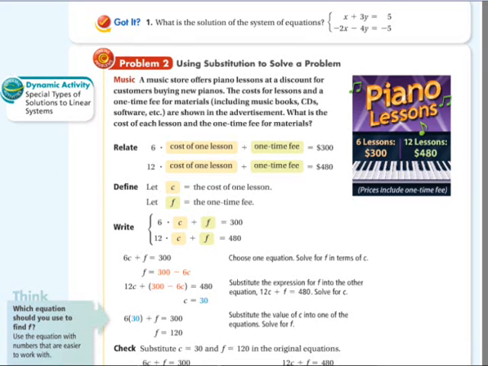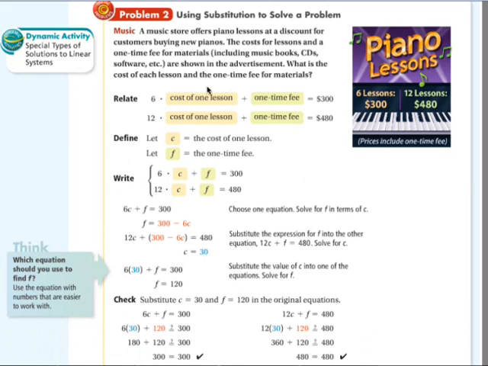Take a look at problem number 2. Using substitution to solve a word problem, we have to come up with the equations, and then we're going to substitute. Really simple stuff here. It's a music store, and it's basically asking, what is the cost of each lesson and a one-time fee for materials? If 6 lessons cost this, and 12 lessons cost that, we want to know the cost of one lesson and the one-time fee. So 6 times the cost of one lesson plus the one-time fee equals 300. We don't know either of those, so that's where we use our variables. So 6 times c plus f equals 300. 12 times c plus f equals 480.